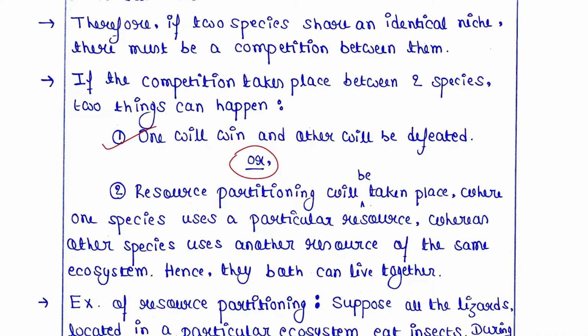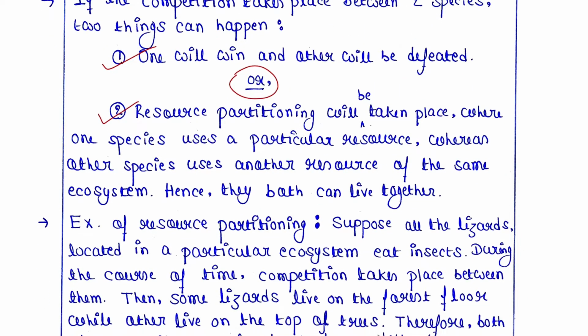Otherwise, resource partitioning will take place, where one species uses a particular resource whereas the other species uses another resource of the same ecosystem. Hence, there is no competition, and they both can live together. I am giving an example of resource partitioning.